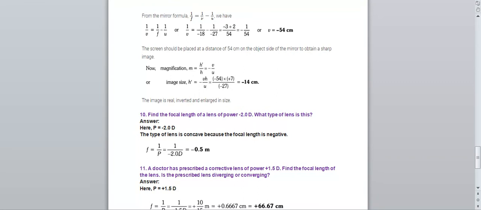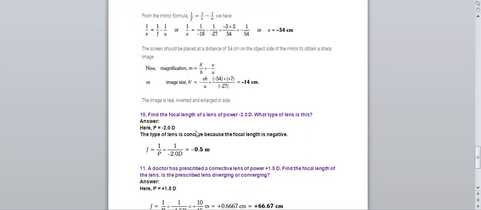Then you have to use the magnification formula. m is equal to h dash by h, which is also equal to minus v by u for a mirror. Applying this, you can get the height of the image as minus 14 centimeter. Since it is negative, the image is real, inverted and enlarged in size.